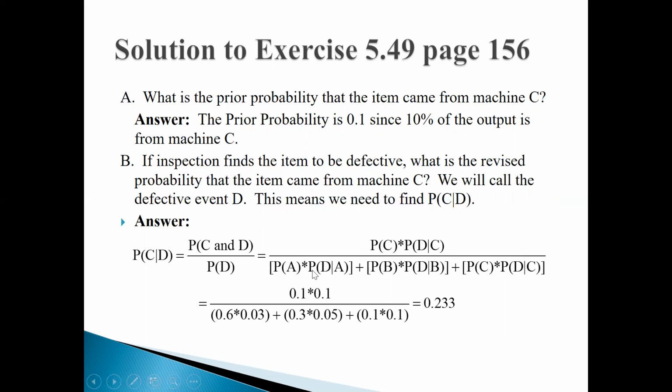And the probability that you draw one from A, that was going to be 3%, so that's going to be 0.03. And then probability of B, that was the 30% one, so that's going to be 0.3. There's 5% defectives from there, so that's going to be 0.05. And then this and this are going to be the same, 0.1 times 0.1. Now we put all this into our calculator and we get 0.233.